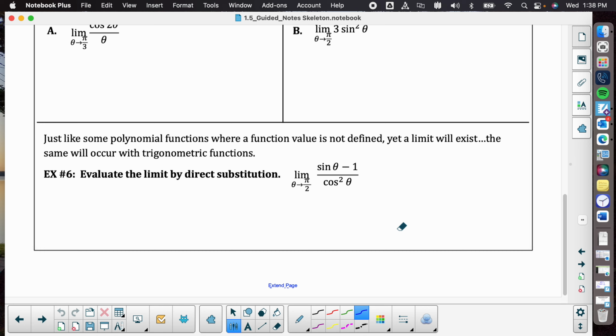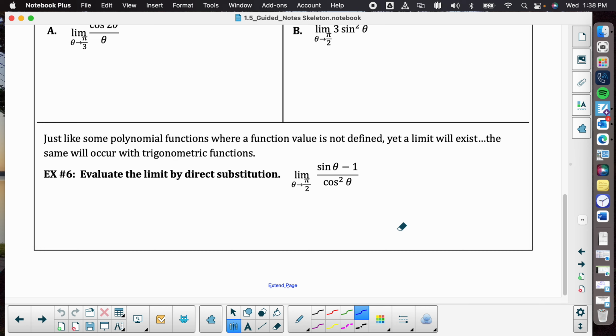Okay, up at the board, I've got sine theta minus one over cosine squared theta. We super briefly started it yesterday, and in fact, what we started wasn't correct because I wrote it backwards. Now, what we talked about yesterday was the Pythagorean identities, which is what we're going to use.